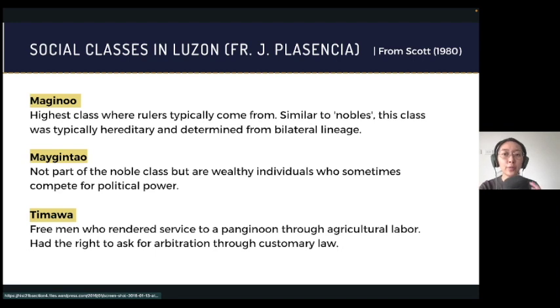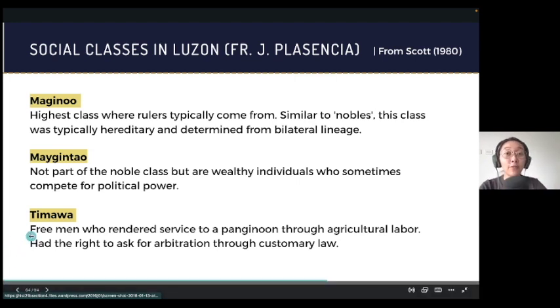Now, another interesting ruling group would be the Maygintao. Although they're not traditionally part of the noble class, they are wealthy individuals who sometimes compete for political power. So they could boost themselves to the level of leaders if they were savvy enough to do that.